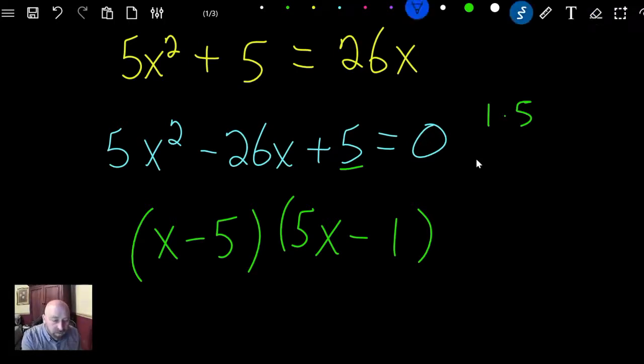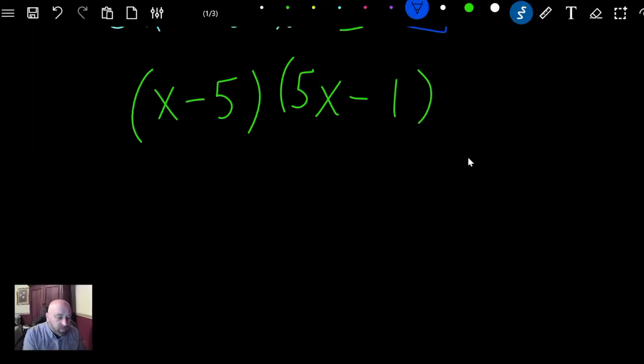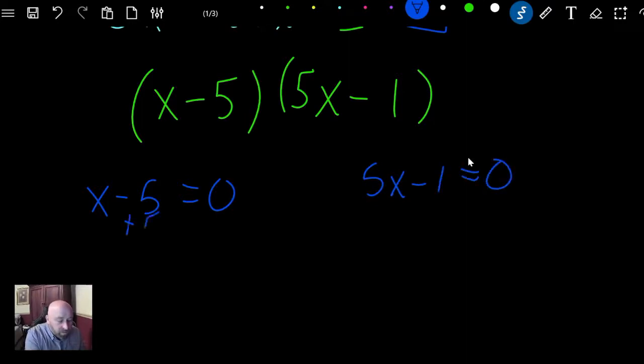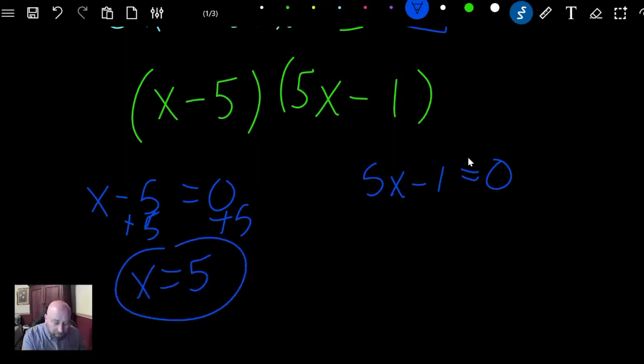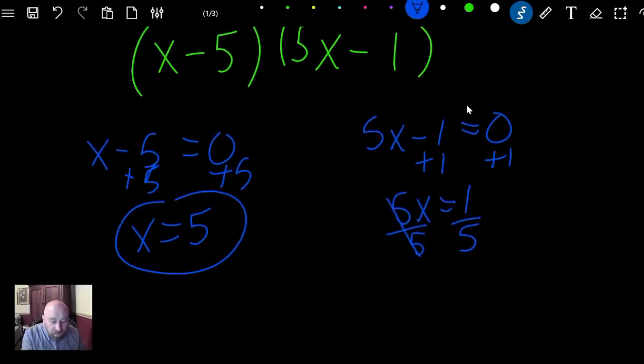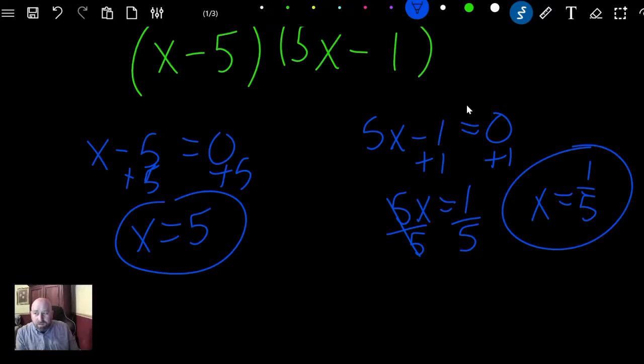Okay, notice that we have it set equal to 0, right? So we have to do that again to each one of these. x minus 5 equals 0, 5x minus 1 equals 0. Solve these. Add 5 to both sides. That's going to be x equals positive 5. Over here, we're going to move the 1 to the other side, and we're going to get 5x equals 1. Divide both sides by 5. That will give us x equals 1 over 5. So there's our two solutions: x equals 5 and x equals 1 over 5.